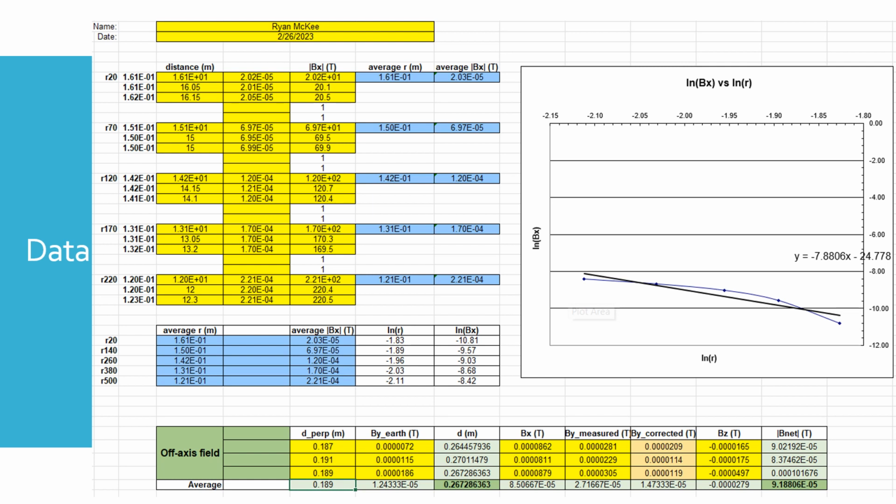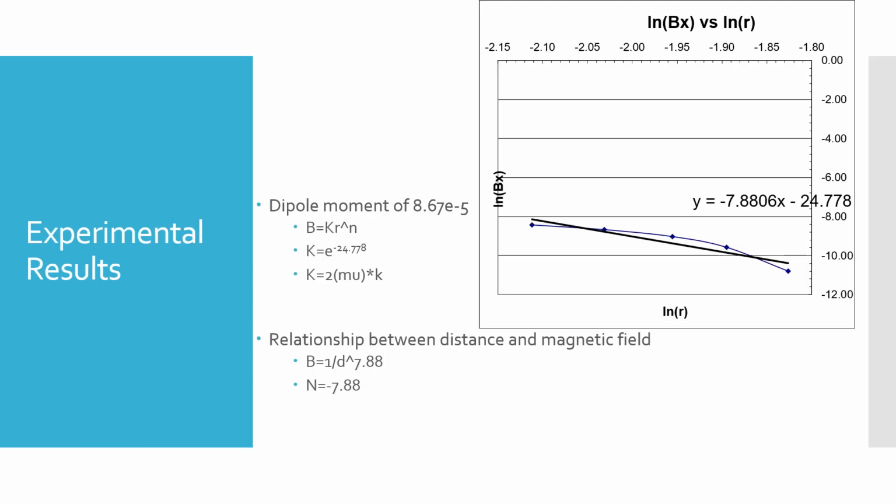This screenshot shows the data I collected for the second and third parts of the experiment. In this experiment, I found the dipole moment using the y-intercept of the line of best fit of the data, or natural log of k. This gave me a dipole moment of 8.67 times 10 to the negative fifth Tesla times meters squared.